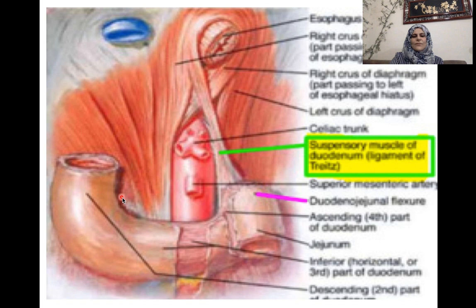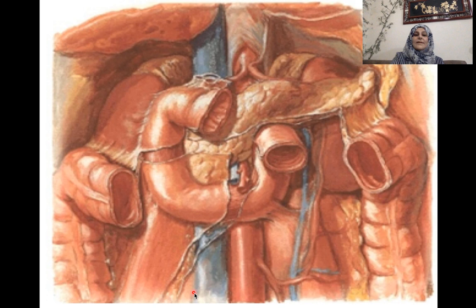Look, we now show that the third part of the duodenum is covered anteriorly by the peritoneum except at the region where the passage of the superior mesenteric vessels and the root of the mesentery is present. The second part of the duodenum is covered by peritoneum except at a stripped region transversely for the transverse mesocolon.